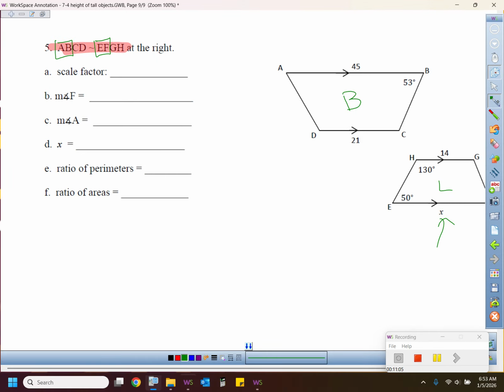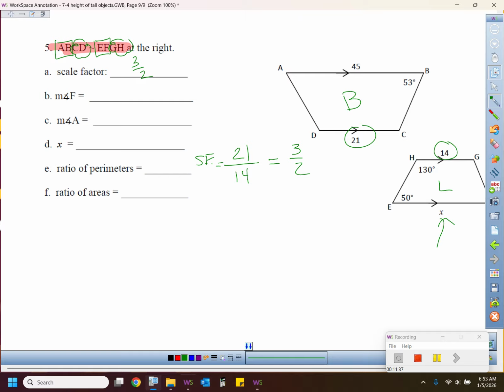In this one, I have DC, which is 21. DC goes with GH, and I do know GH in that case is 14, so my scale factor, big over little, is going to be 21 over 14. And that totally reduces, right? So I'll do a little SF to show people what I'm doing. Scale factor is 21 over 14, which 7 goes into each one of those, so that's going to be 3 over 2, baby. Then, if I could write 3 over 3, 3 over 2 looks better.